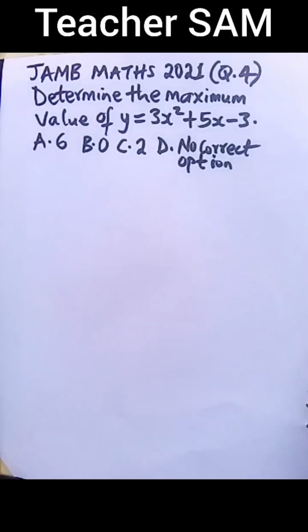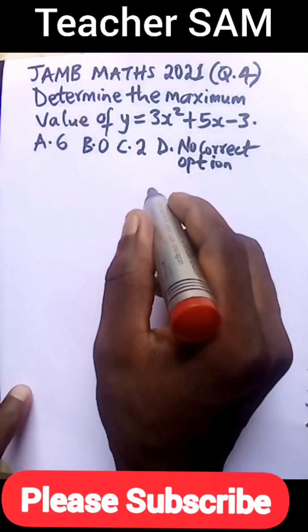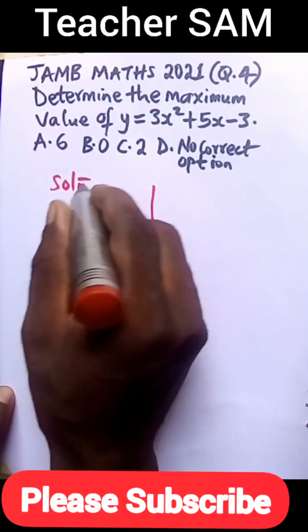Determine the maximum value of y equals 3x squared plus 5x minus 3. So we get to solve this, and we have option A, 6, option B, 0, option C, 2, and option D, no correct option. Wow. So let's divide this into 2 so that we have enough space for this question.